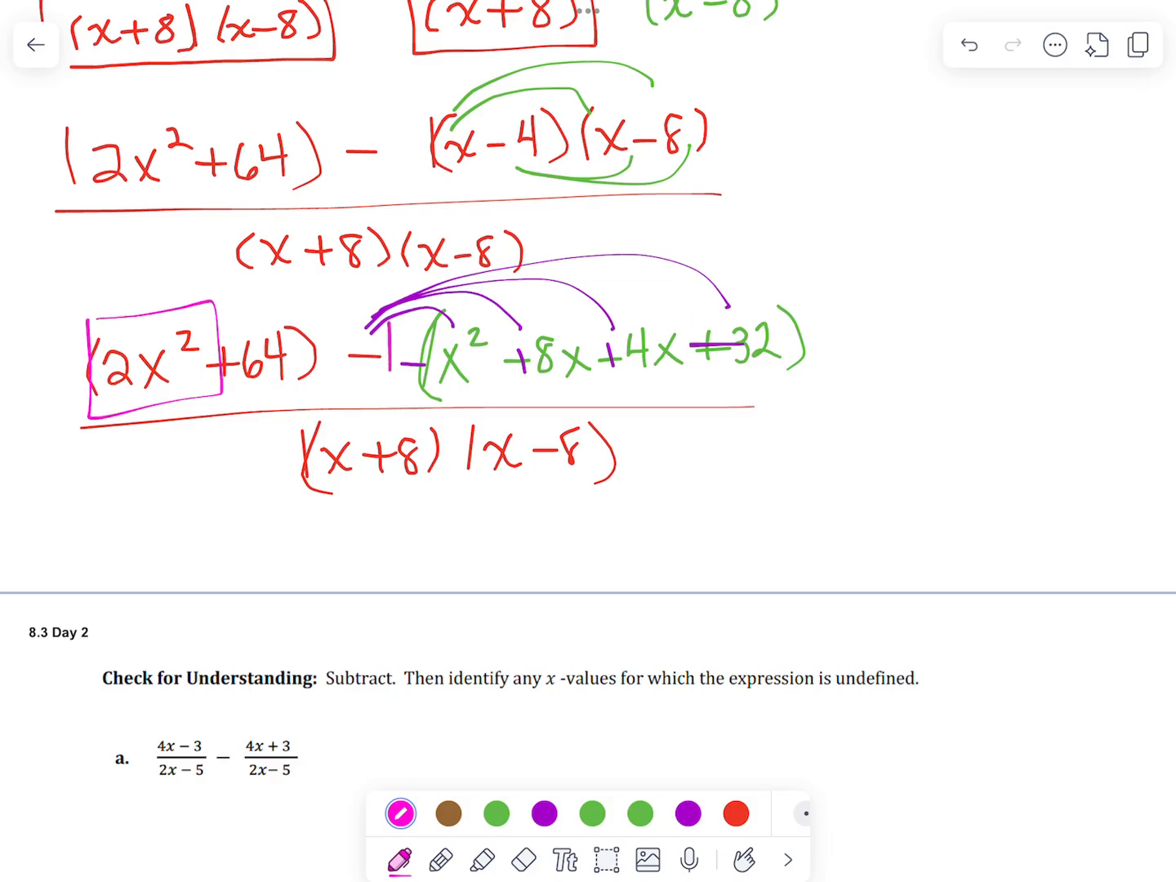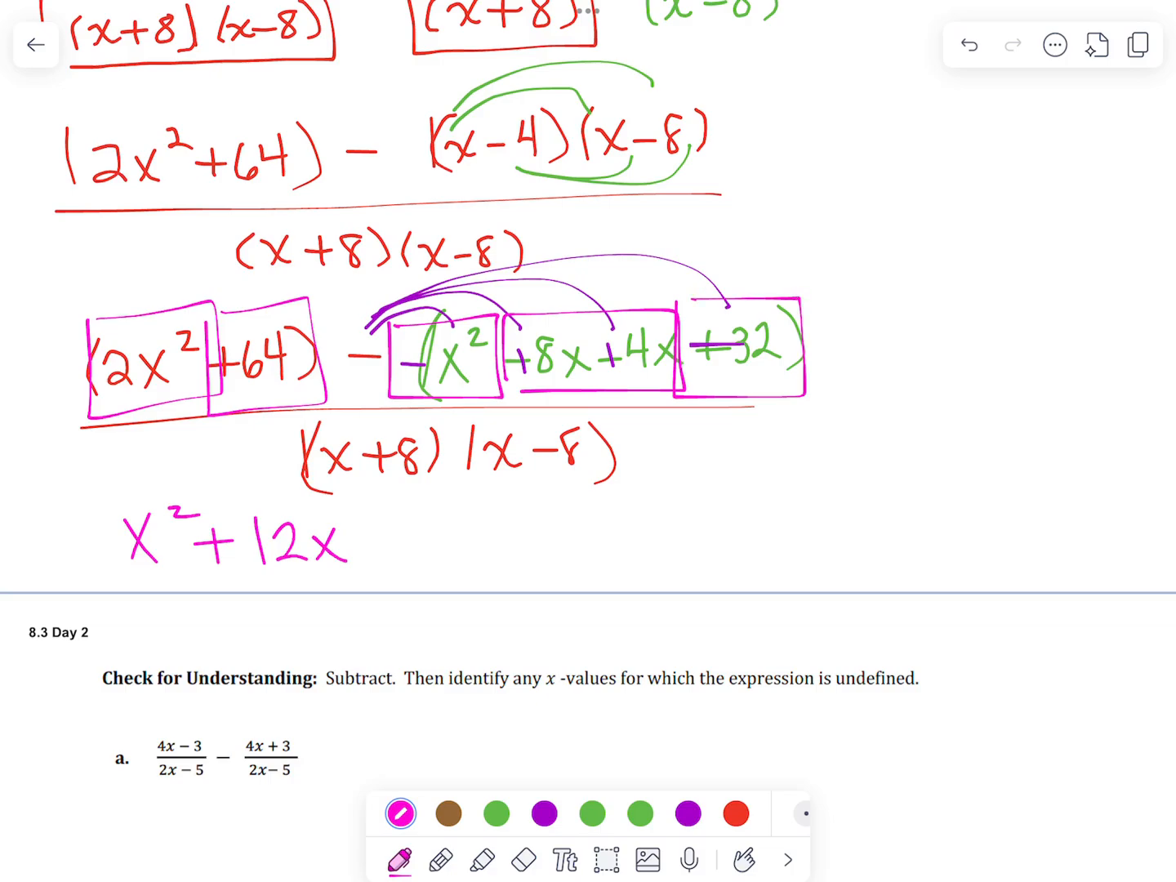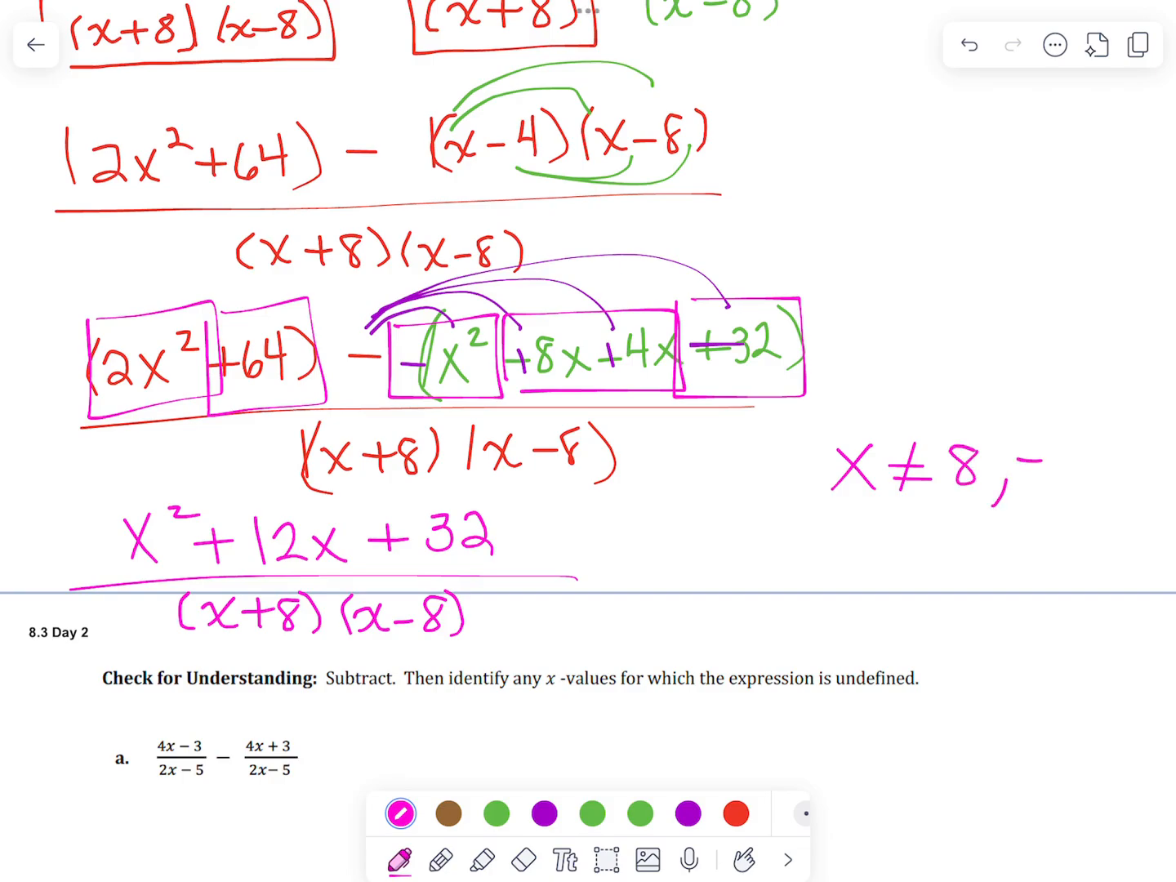2x squared and negative x squared become x squared. Positive 8x and positive 4x is positive 12x. Positive 64 and negative 32 makes that a positive 32, all over x plus 8 times the quantity x minus 8. Our LCD, we did not want x to be 8 or negative 8.